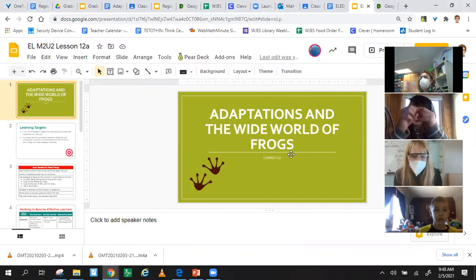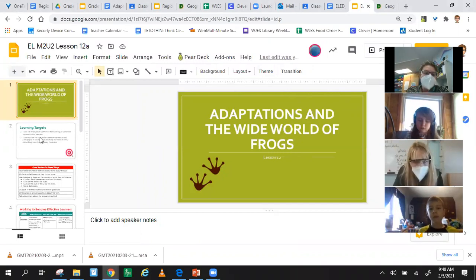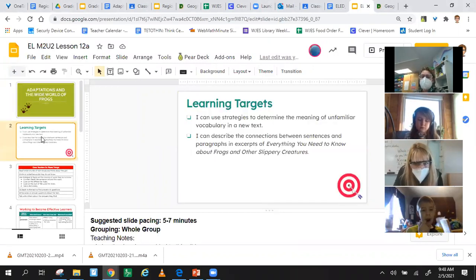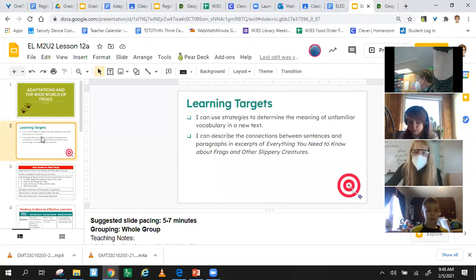All right, adaptations in the wide world of frogs. Today, we're going to continue to learn about some new frogs and some new things that they do. Learning targets. Today, we are going to focus on. Now, you also were going to think about yesterday's learning targets while you're working on your paragraphs, but I didn't want to overwhelm you with a bunch on a screen, okay?